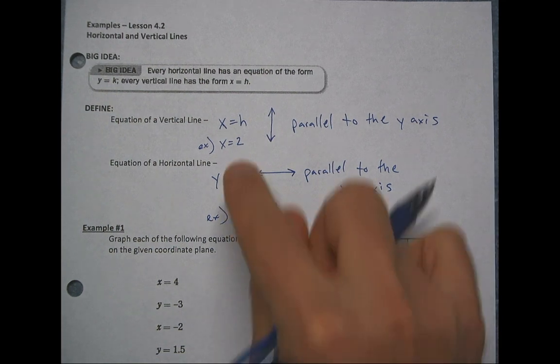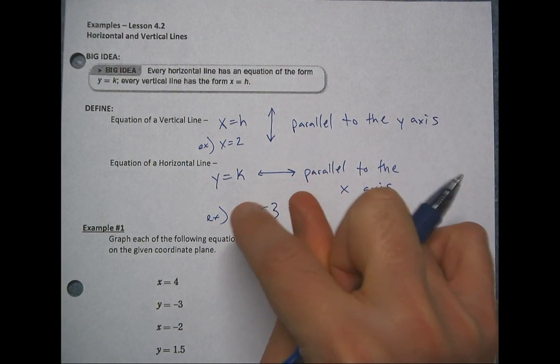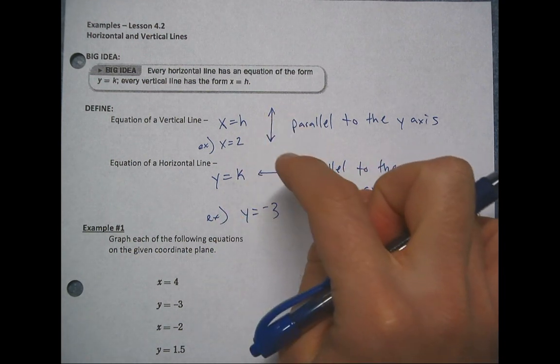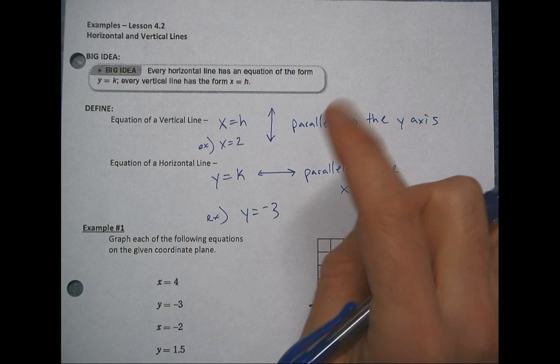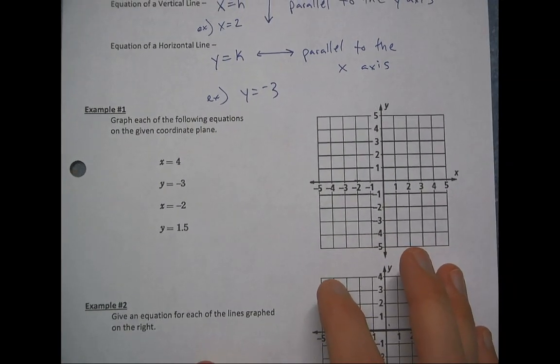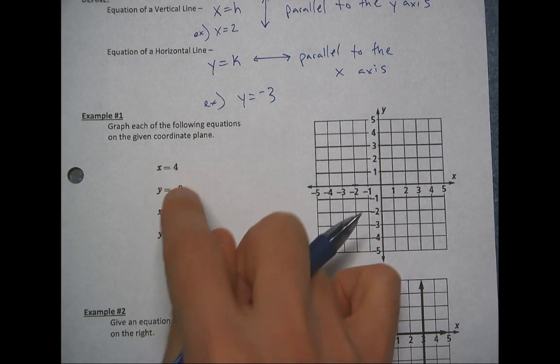So it's going to say either x equals a number or y equals a number. You're not going to have an x and a y in the same equation. That's what happens when you have a vertical line or a horizontal line. It's just x equals a number or y equals a number. So as we move down to example 1, we're going to graph each of the following on this coordinate plane, starting with x equals 4.